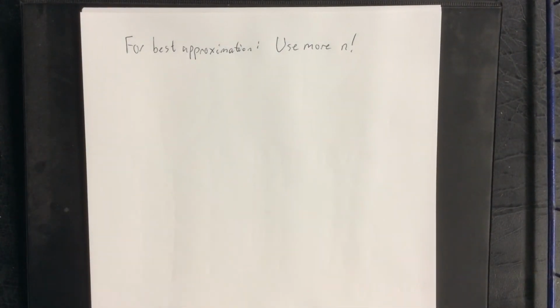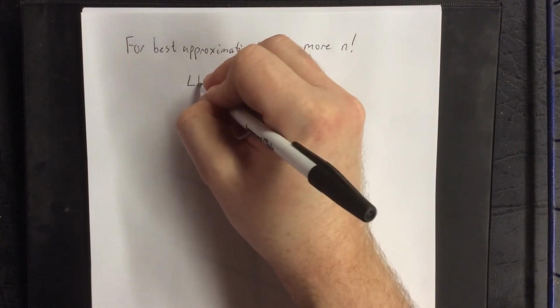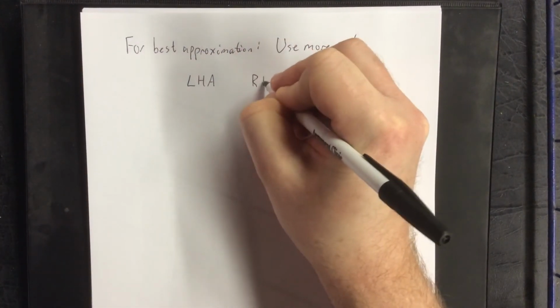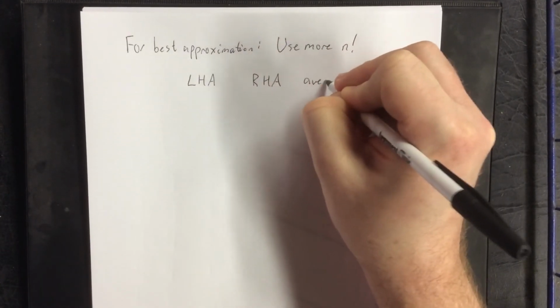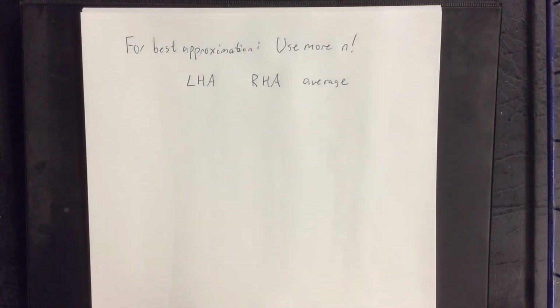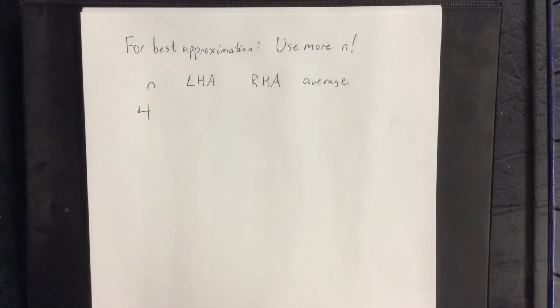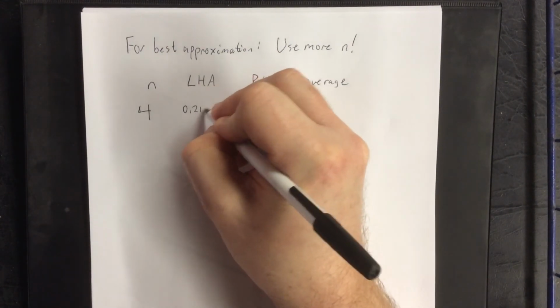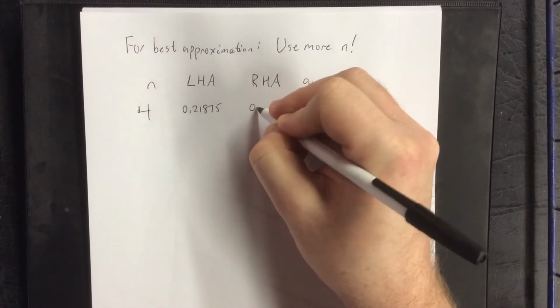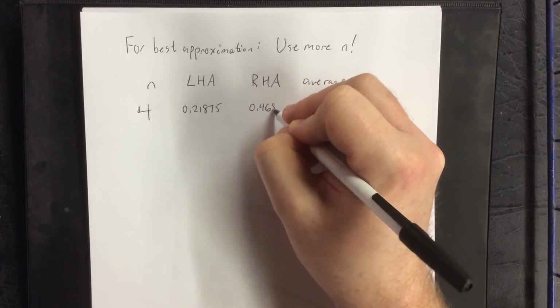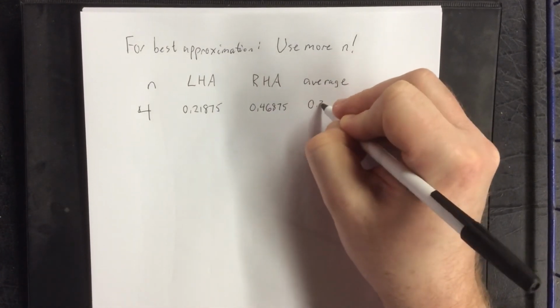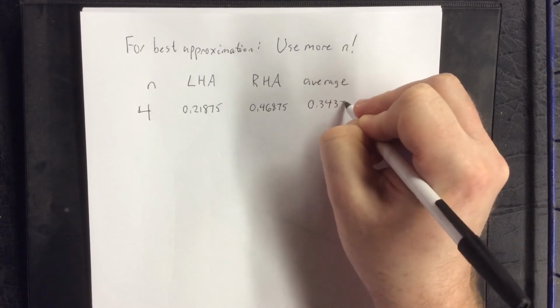So for the best possible approximation, the larger the value of n you use, the better your approximation is going to be. Now with that in mind, the book then went on to calculate several different values based off of different values of n. I'm going to recopy what we just did. We just did n equals 4. We got a left-hand approximation of 0.21875. A right-hand approximation of 0.46875, and an average of 0.34375.